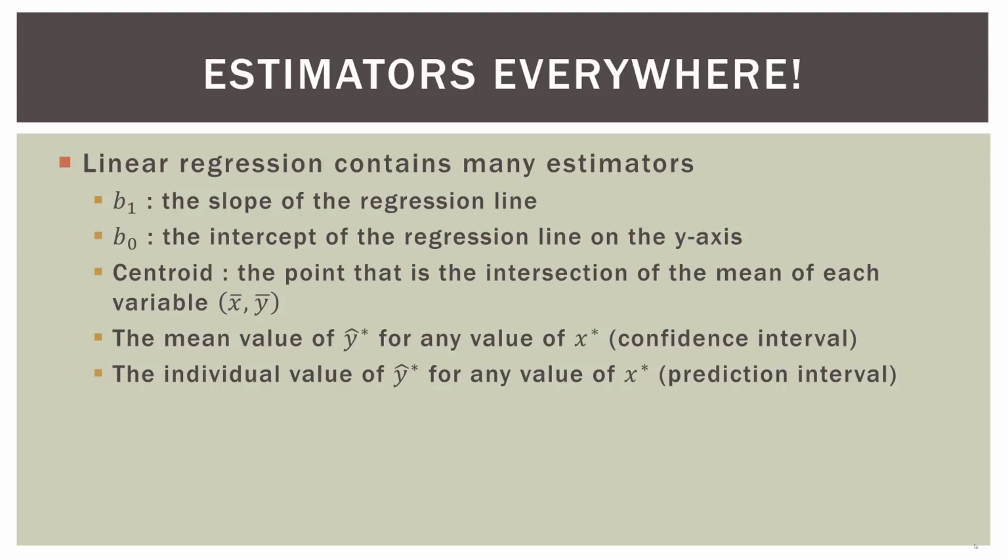So one estimator is the mean value of y. The other one is an individual value of y. Two different things, but those are both estimators. And many others about variance and other things, okay? So there are estimators everywhere, and we kind of have to understand them to know what's going on.